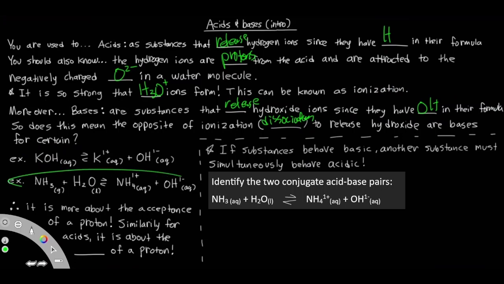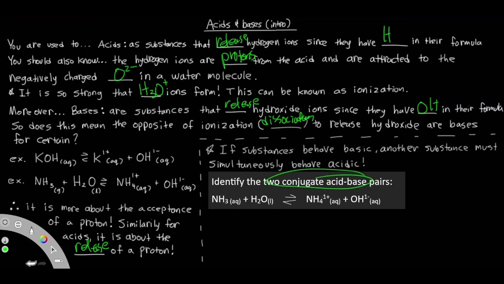Well, let's look at this one down here. This example has an OH minus that got released. However, there is no OH in this base over here. So this is a little suspicious. Therefore, it is more about the acceptance of a proton for a base. Similarly, for acids, it is going to be the opposite, vice versa. It is going to be the release of a proton. So what does this mean? There's a tit-for-tat approach, vice versa, for acids and bases.